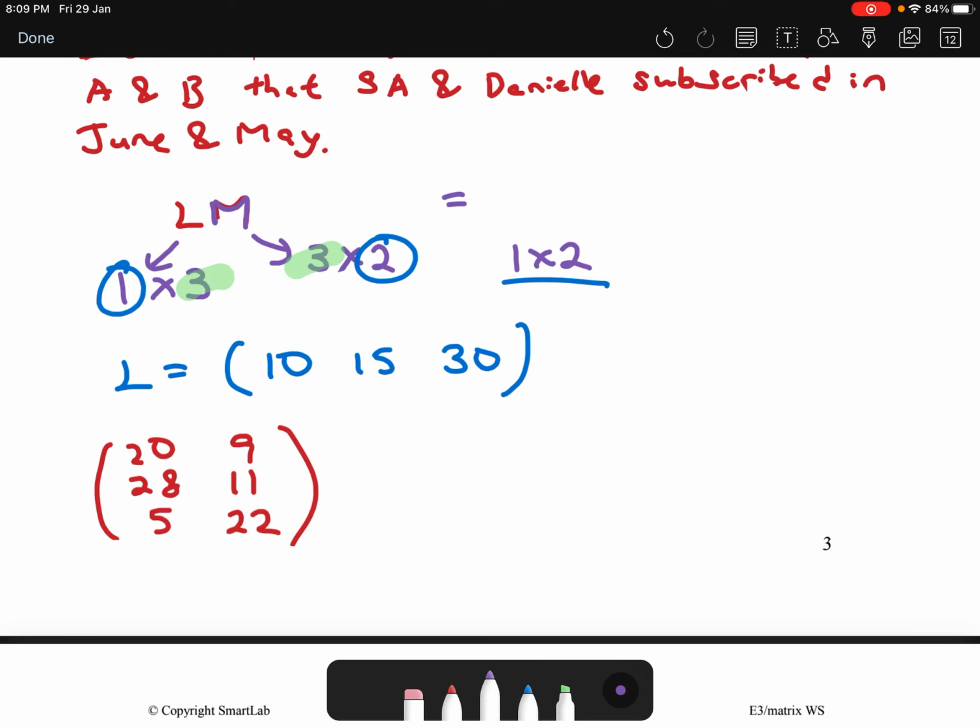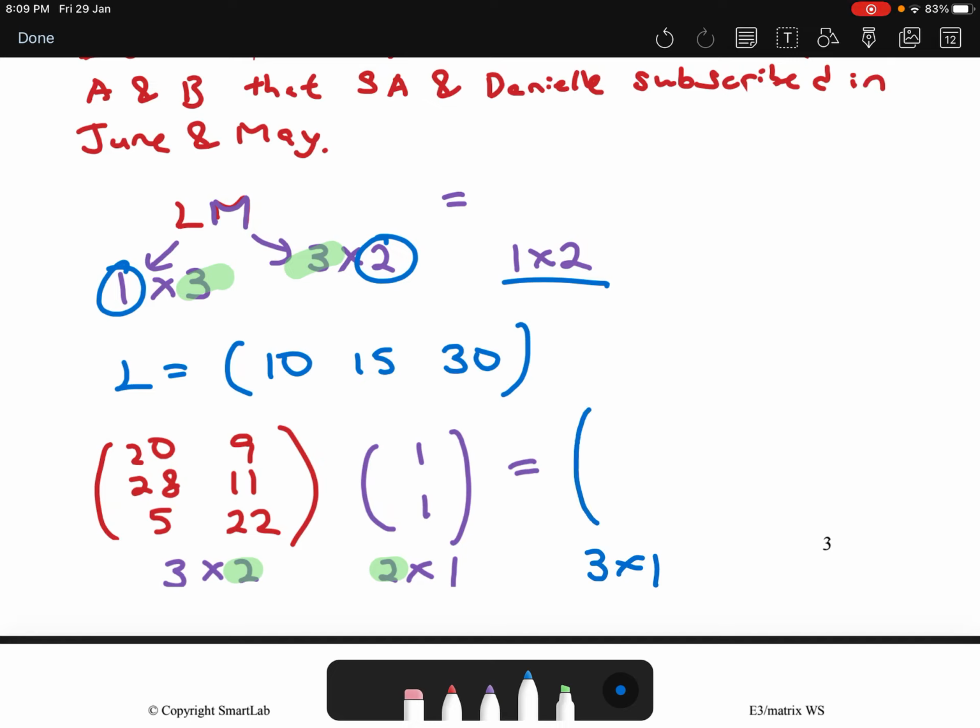Okay, I multiply with 1 and 1. So now I multiply first before I conclude anything. This is a 3 by 2 matrix. This is a 2 by 1 matrix. So we are able to multiply. My resulting matrix should give me 3 by 1, right? So 3 rows, 1 column.